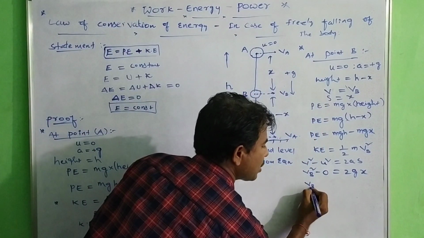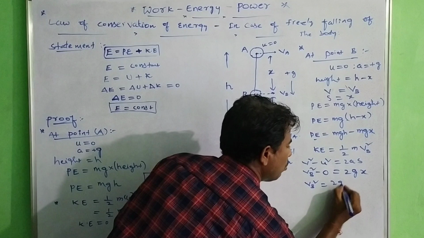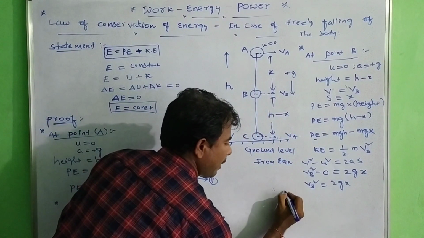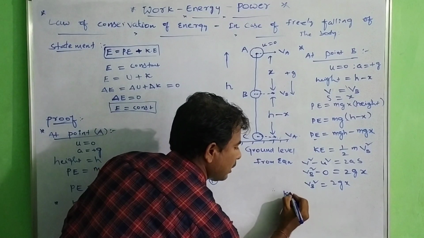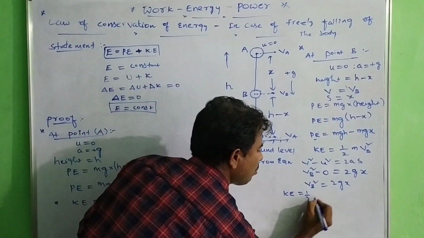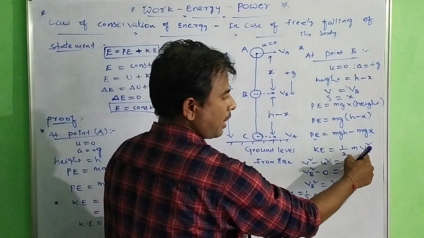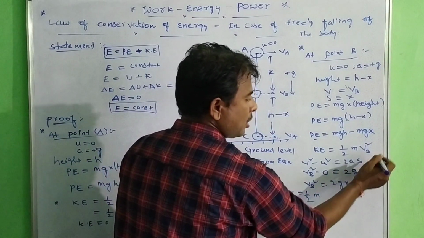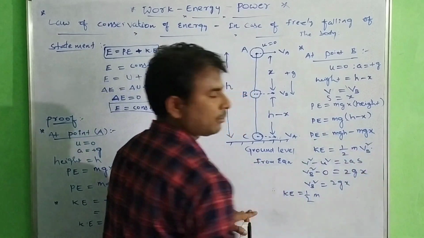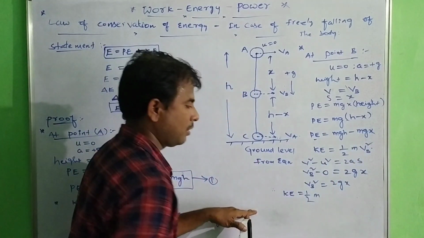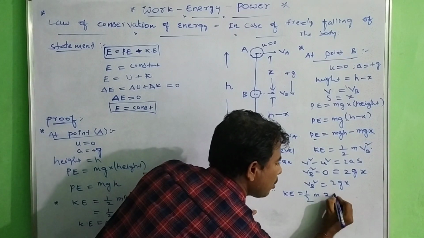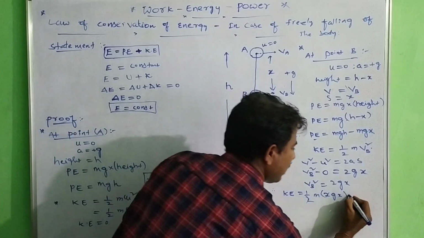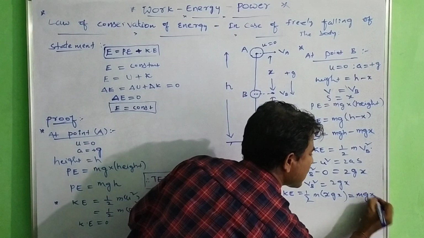Finally, Vb square equals 2gx. Now define the kinetic energy: K equals half m Vb square. Substituting the value Vb square equals 2gx into this equation, the 2 gets cancelled, and the remaining term is mgx.